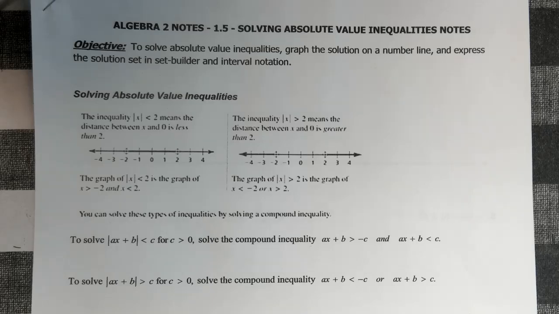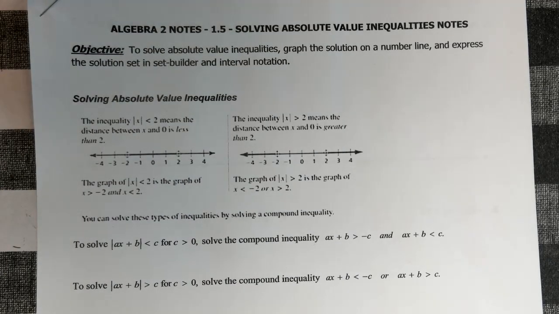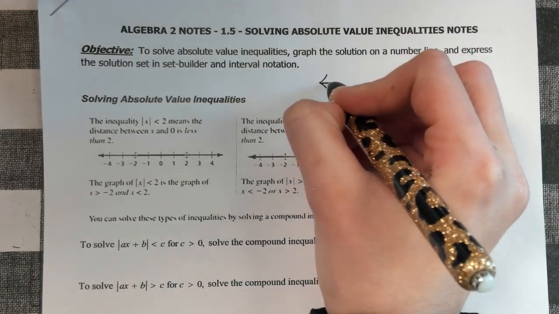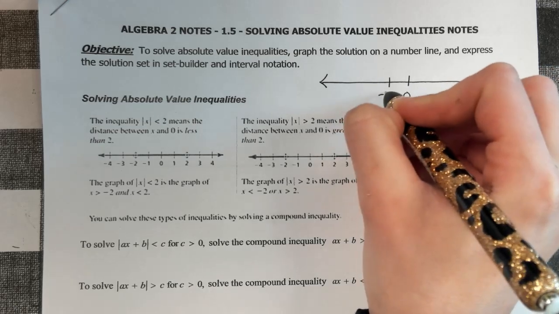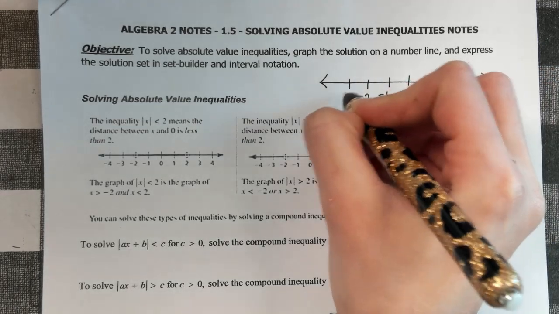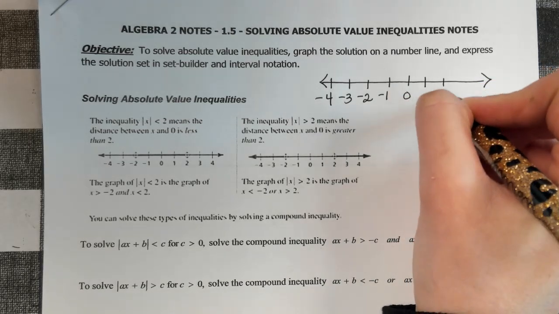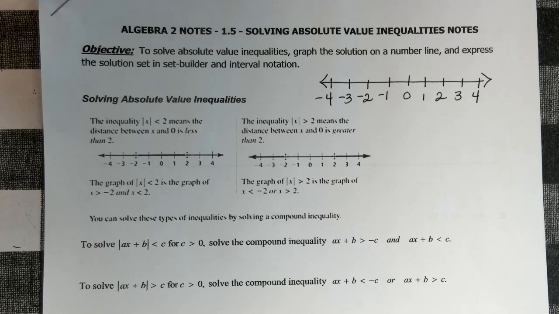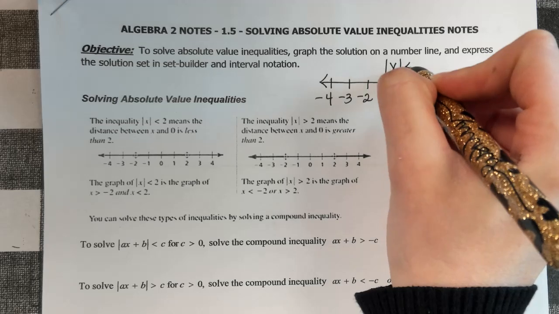All right, before we start anything, we have to think about what absolute value is, which is our third lesson with absolute value. By definition, absolute value is the distance a number is from 0. So if I have a number line going all the way to -4 and +4, and I give you the absolute value of x is less than 2.